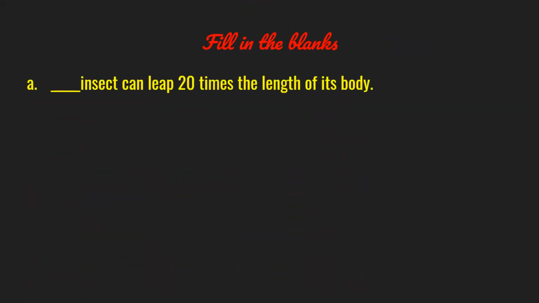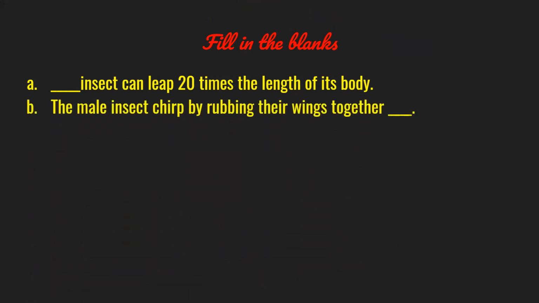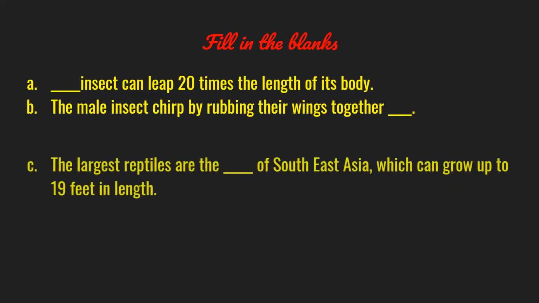And the next topic is fill in the blanks. Here are some blanks. You have to fill them. Number A, dash insect can leap 20 times the length of its body. How much can it jump? 20 times the length of its body. You have to give the name of the insect. Number B, the male insect creeps by rubbing its wings together.